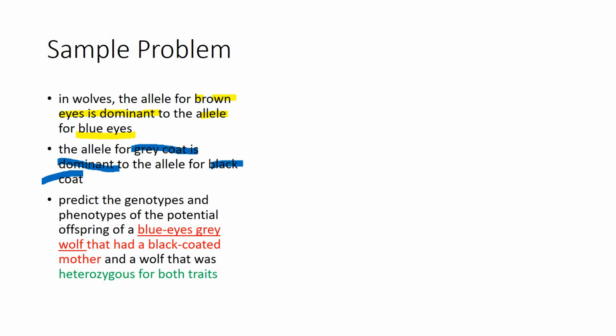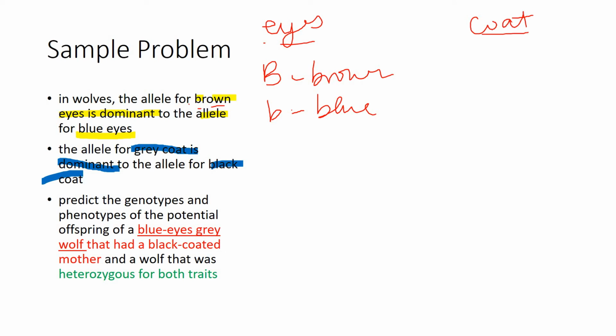So let's take a look first. What are our letters that we're going to be using to represent all of these? So let's take a look at eyes. Brown is dominant, so we're going to use uppercase B for brown, lowercase b for blue. Coat is your second one, and gray is dominant, so we're going to use G for gray, and then lowercase g for black.